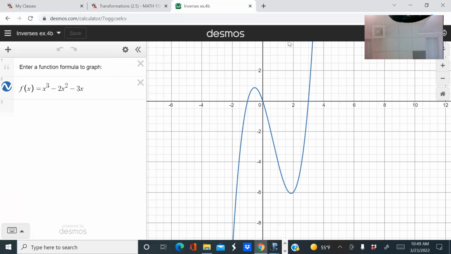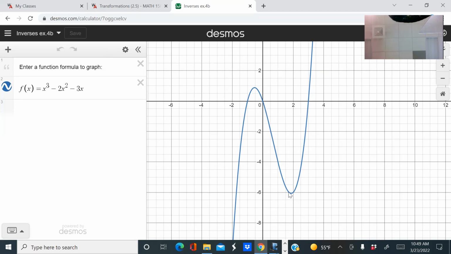Well, that one has some turning points, right? Okay, so that one's got a couple of turning points, right? It's got a local maximum right there, and it's got a local minimum right there. So I'm thinking it doesn't have an inverse because it's going to have some repeating y values. What's a y value that repeats, in fact? -6, right, Emil? You're right, okay?